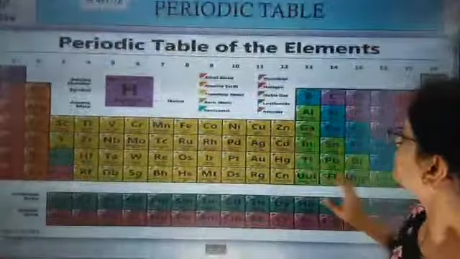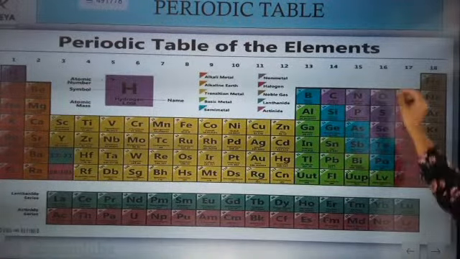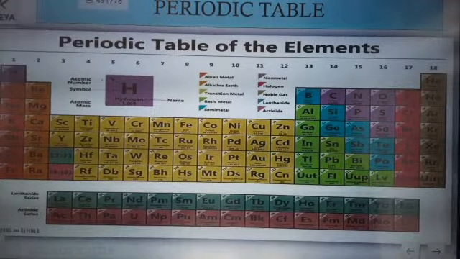Pnictogens and chalcogens. I'm going to provide this PDF so that in one shot you can go through everything. So this is exactly called pnictogens, chalcogens, halogens and noble gases.